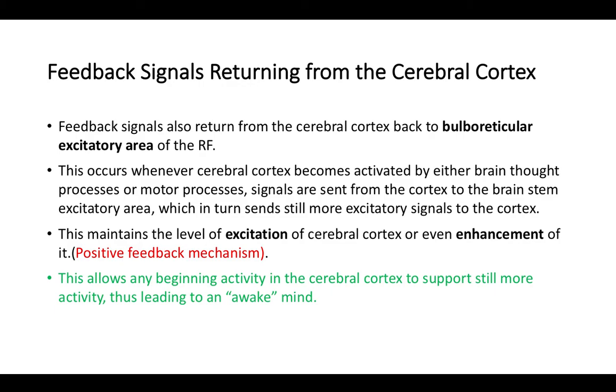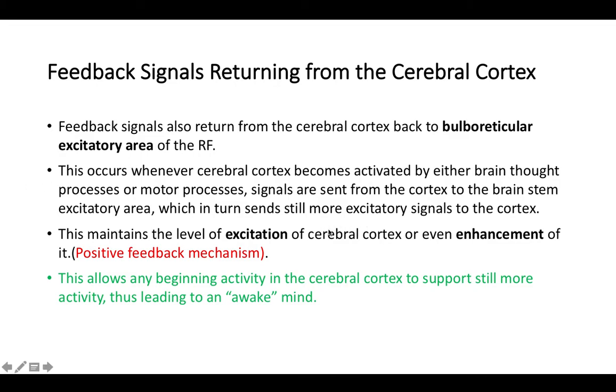Now, I spoke about retrograde stimuli. A little bit more detail on retrograde stimuli: they are nothing but feedback signals which come from the cerebral cortex. These signals come from the cerebral cortex back to the bulboreticular excitatory area of the reticular formation. So it is a reverberating kind of cycle which happens from the excitatory area of the reticular formation to the cerebral cortex and back to the reticular formation again.